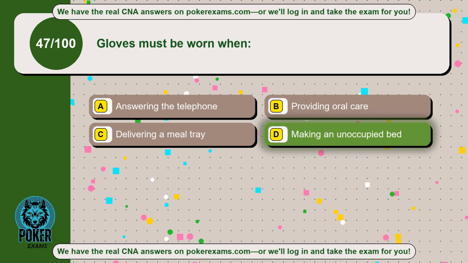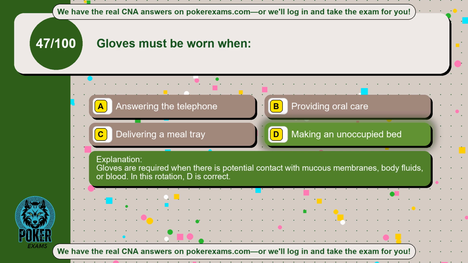The correct answer is option D. Making an unoccupied bed. Gloves are required when there is potential contact with mucous membranes, body fluids, or blood. In this rotation, D is correct.